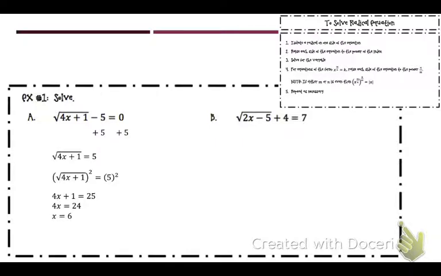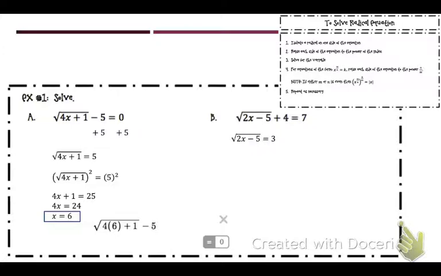And then the last thing I need you to do every single time is to check your answer. So I'm just going to plug it into a calculator. So I have 4 times 6 plus 1, the square root of that, minus 5. And it does equal 0, which is what I wanted it to equal, so we're good. So that works. Okay, so you need to check these every single time just by plugging it back into your calculator.